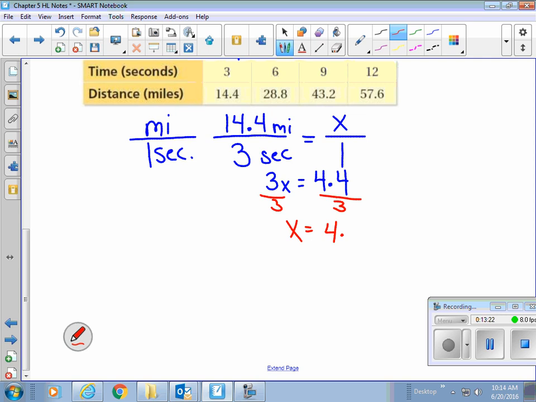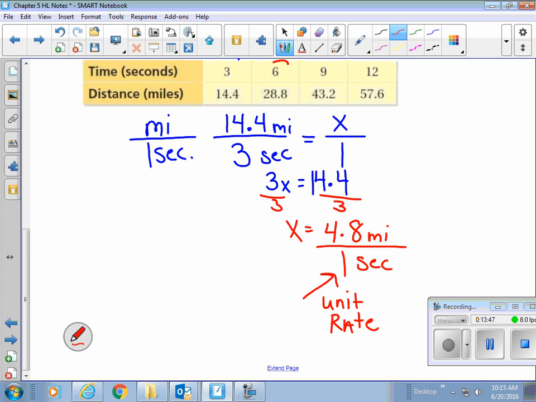3x equal to 14.4. I missed this 4 here. And 14 4/10 divided by 3 leaves you with 4 8/10. And again, that would be miles per 1 second. All right, notice that this 1 is here, making that your unit rate.